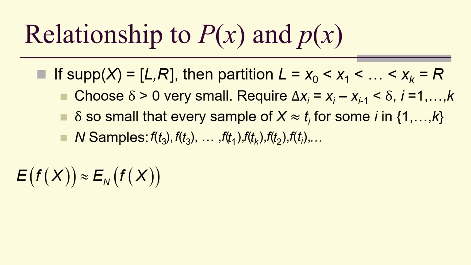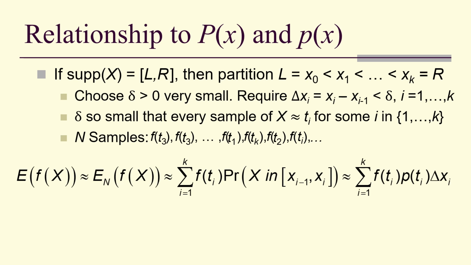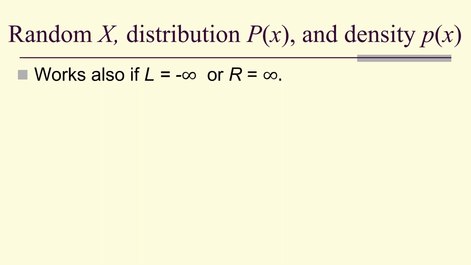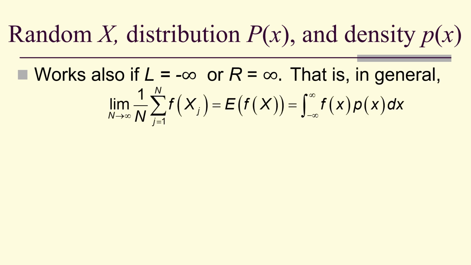The expected value is approximately the sample mean, which is approximately this sum, which is, because these x sub i's and x sub i minus 1's are so close together, these are tiny intervals, and we can write a probability as p of t sub i delta x sub i. So if delta goes to 0, then the sample means approach the expected value, which approaches the integral with probability 1. And this also works if L is negative infinity or R is infinity. So in general, we have the limit of the sample means is the expected value, which is this integral with probability 1. And these have to be independent samples.